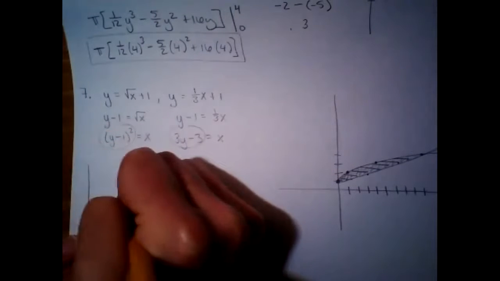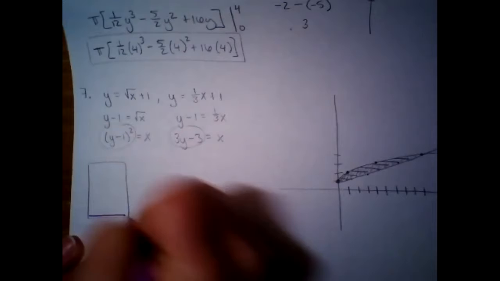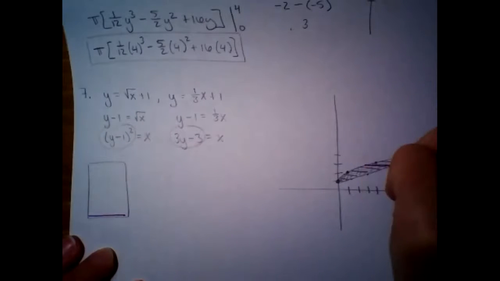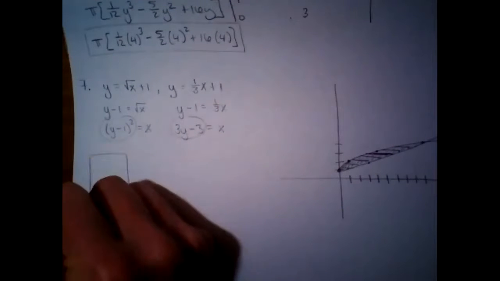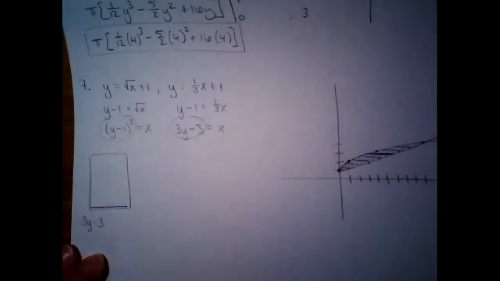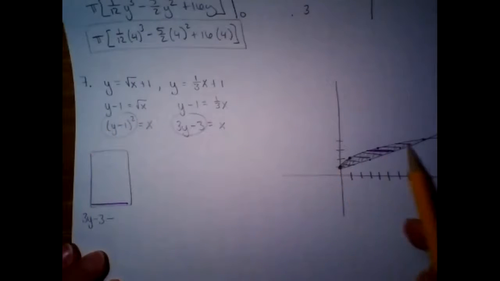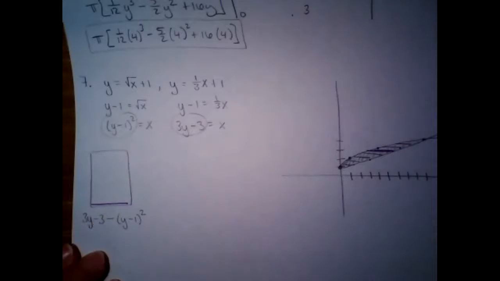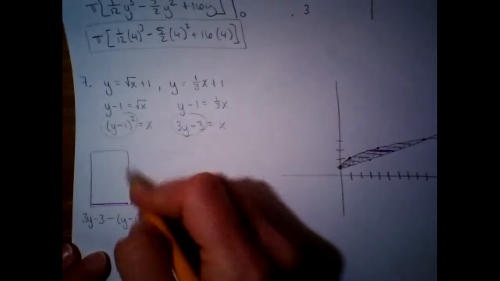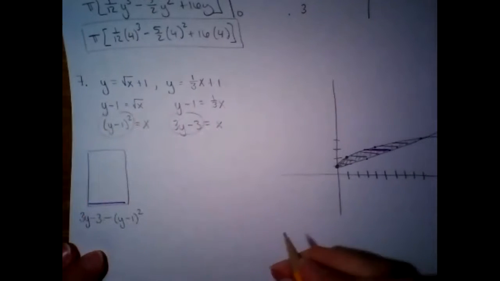Our shape is a rectangle, and the base of it matches up with right graph minus left graph. So the right graph is the line, that's this one, the 3y minus 3. So that's the right graph, minus the left graph is the curve. So that's this one, the y minus 1 squared. And then the height is going to be 4 times that. I'm not going to write it out again, but it would be 4 times all of that.